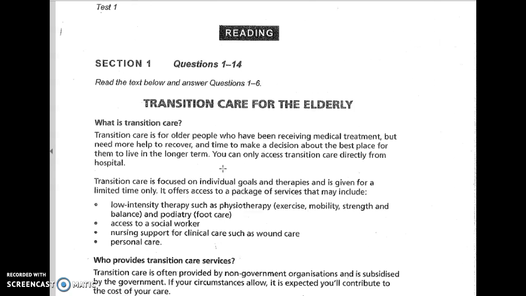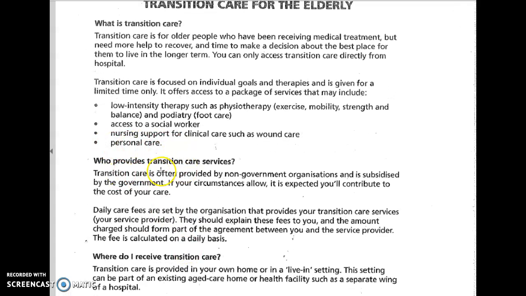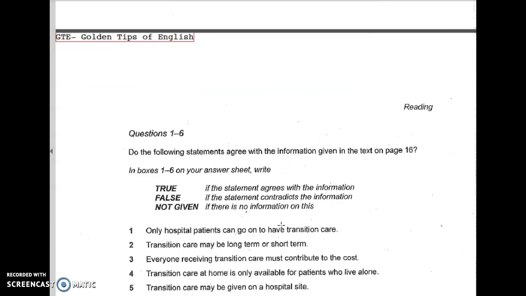The reading, question 1 to 14, transition care for the elderly. So the reading is skimming. What is transition care? It is focused on low intensity nursing, personal care. Who provides transition care services? Where do I receive transition care? What if I'm already receiving services through a different program? Okay, and we have the questions.